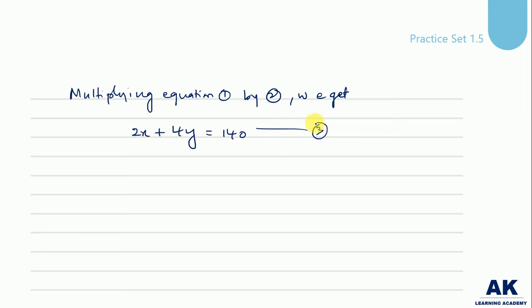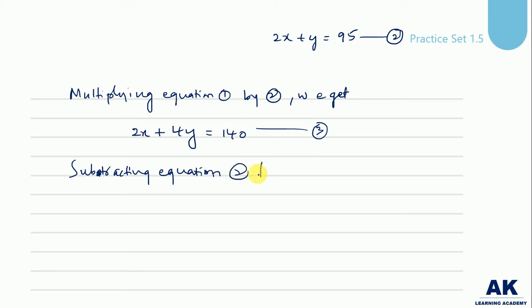We have equation 2 as 2x plus y is equal to 95, right? If I subtract these two equations, 2x and 2x get cancelled, so we are left with only the variable y, through which we can calculate the value of y. Okay, now let's subtract equation 2 from 3.